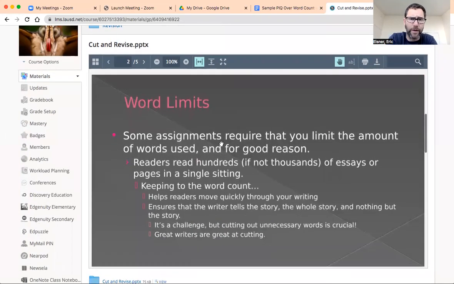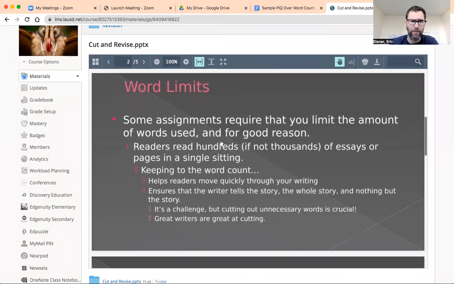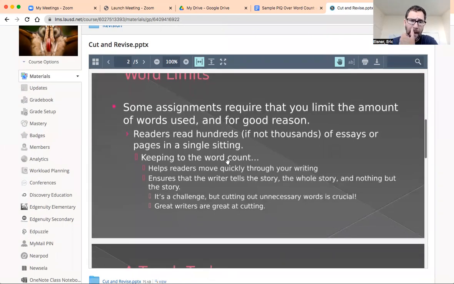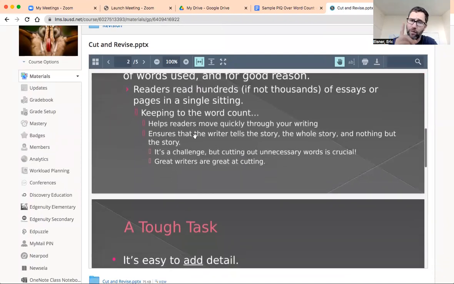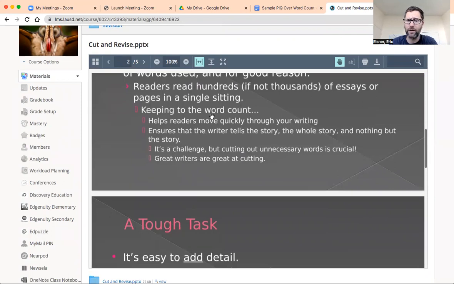So let's talk about word limits. Some assignments require that you limit the amount of words used, such as the PIQs, to 350, and for good reason. Readers read hundreds, if not thousands of essays or pages in a single sitting. And so keeping to the word count helps readers move quickly through your writing, ensures that the writer tells the story, the whole story and nothing but the story. And it's a challenge, but cutting out unnecessary words and language is crucial.